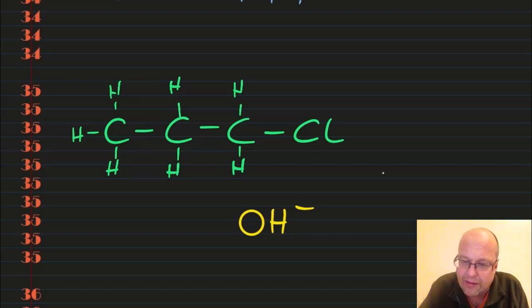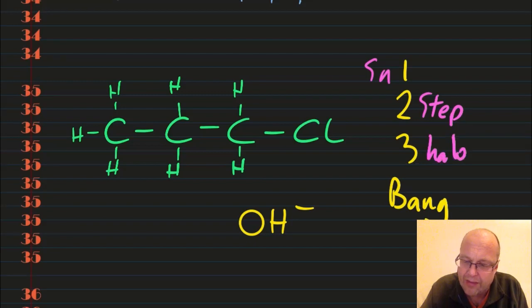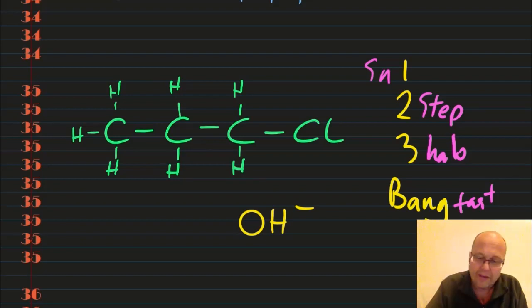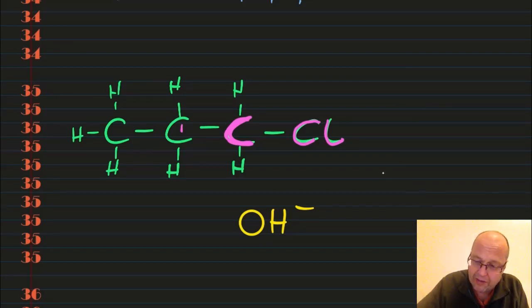Okay, a kid called Tent helped me with this in Bangkok. 1, 2, 3, bang. SN1 are 2-step reactions with tertiary haloalkanes, and they're fast. Oh, well, I haven't read the question yet. So this is a primary haloalkane. Find the halogen, find the carbon attached to it. How many carbons are directly attached to that one? Just 1, so it's primary. So now we just do the opposite of 1, 2, 3, bang.